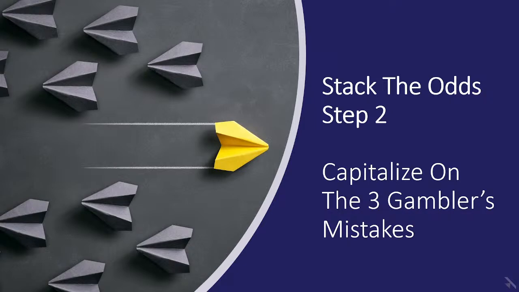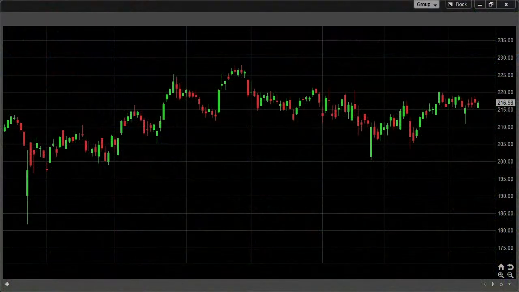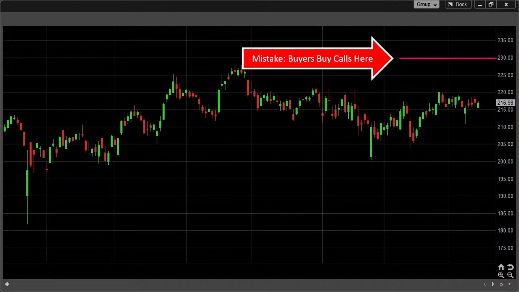Now, what we're going to do is we're going to stack the odds even further by understanding and capitalizing on the 3 most common buyers or gamblers' mistakes. Why does a buyer lose money? Well, let's talk about it. First mistake is they choose unrealistic strike prices as option traders. They choose option strikes that are so far away the stock has no chance of hitting it. Here's an example. Let's say you're bullish on this stock. A mistake that a lot of option buyers make is they've got this $216 stock and they go out and buy a call that's way up here at 230. That basically means to make any considerable money, the stock's going to have to go up $15, $16 a share. If it doesn't, you make nothing.